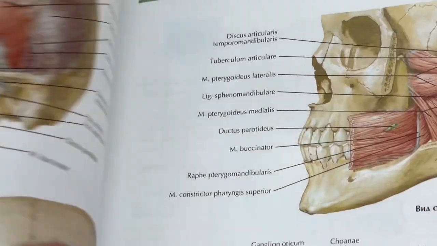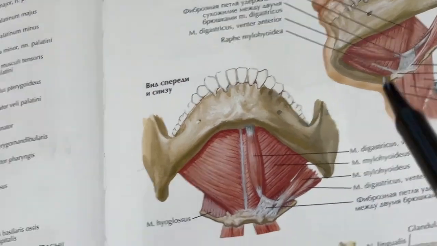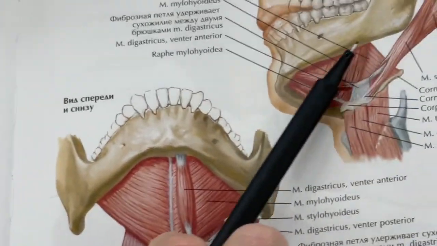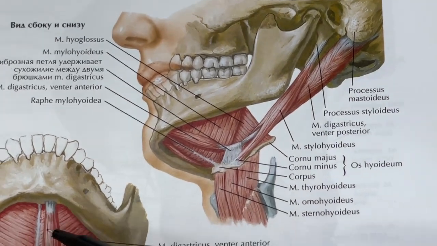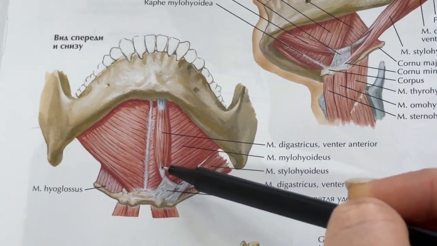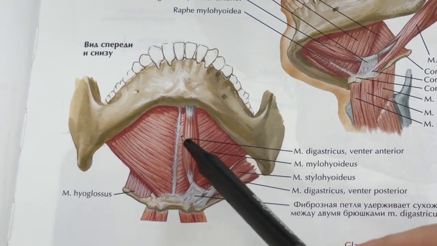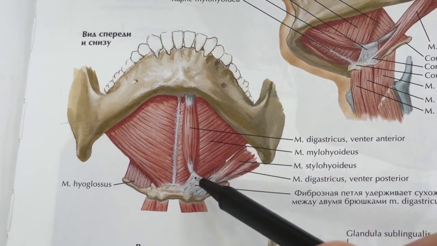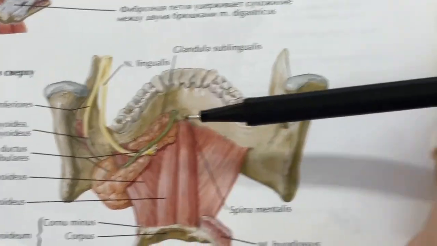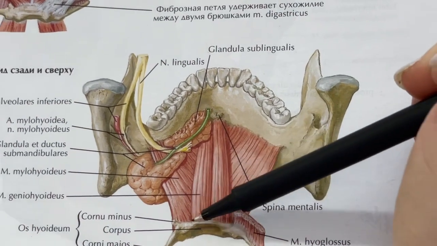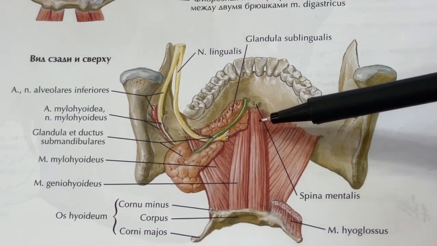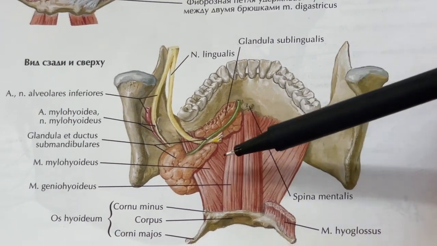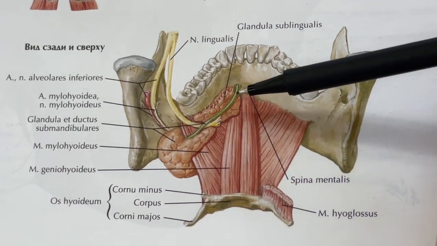The floor of oral cavity is formed by the muscles which are located above the hyoid bone: anterior belly of digastric muscle, the mylohyoid muscle, and above the mylohyoid muscle is located the geniohyoid muscle. The organ of the oral cavity is the tongue. It lies on the floor of oral cavity.